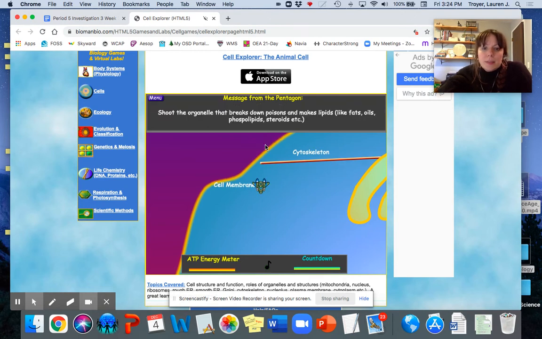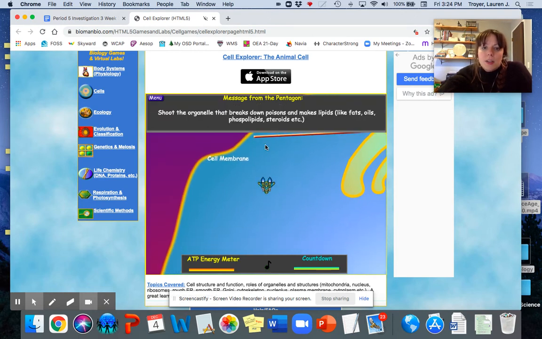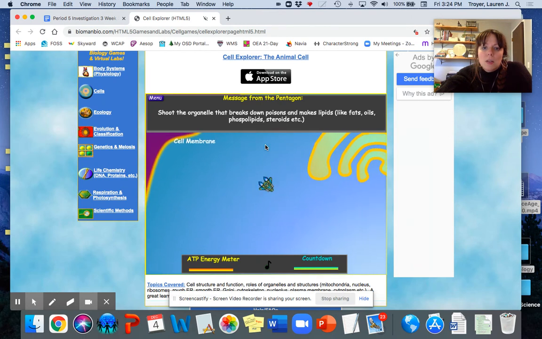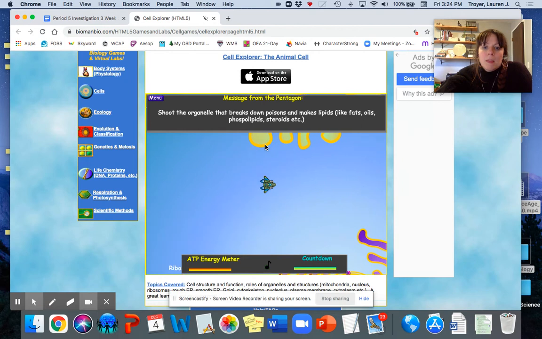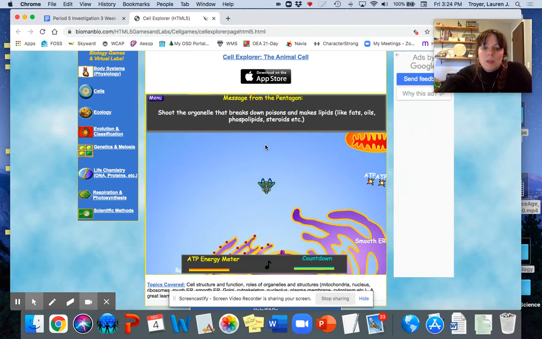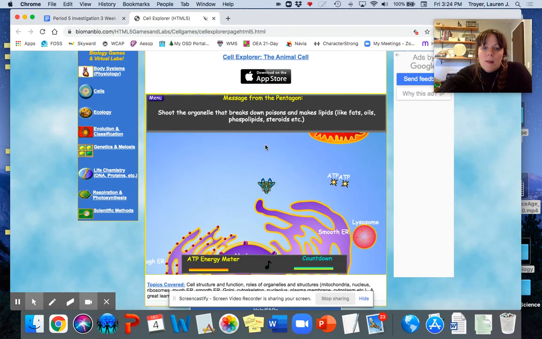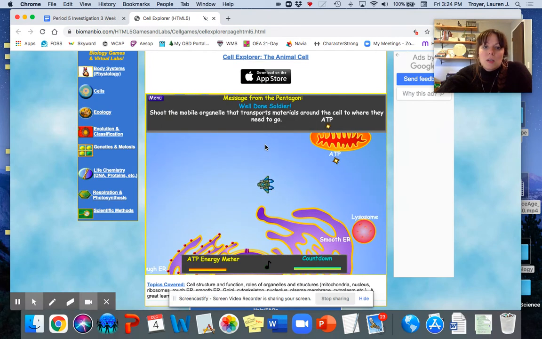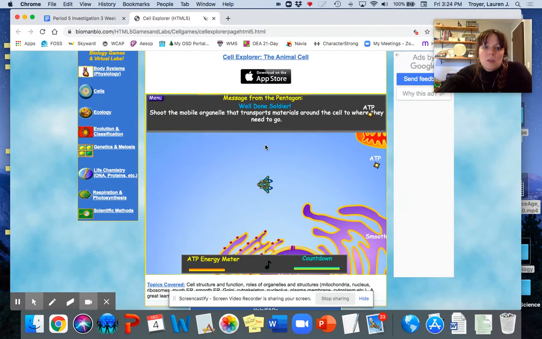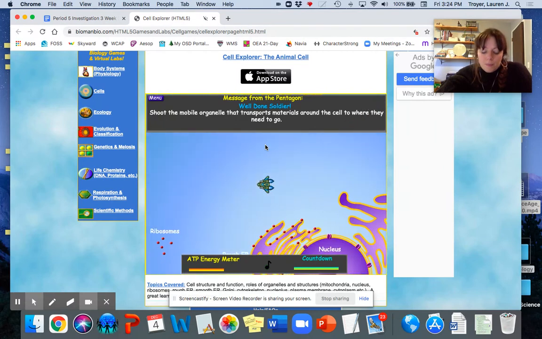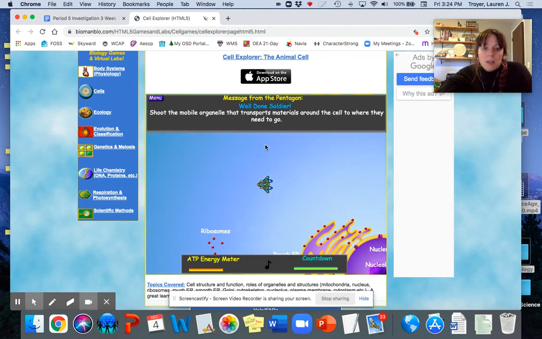So shoot the organelle that breaks down poisons. This is actually talking about the ER. It makes lipids, which are parts of the cell membrane. So we gotta shoot the smooth ER. Be careful, see that lysosome? It's trying to get you. Shoot the organelle that transports materials around the cell to where they need to go. A vesicle. Vesicles usually seem to be hanging out over here.